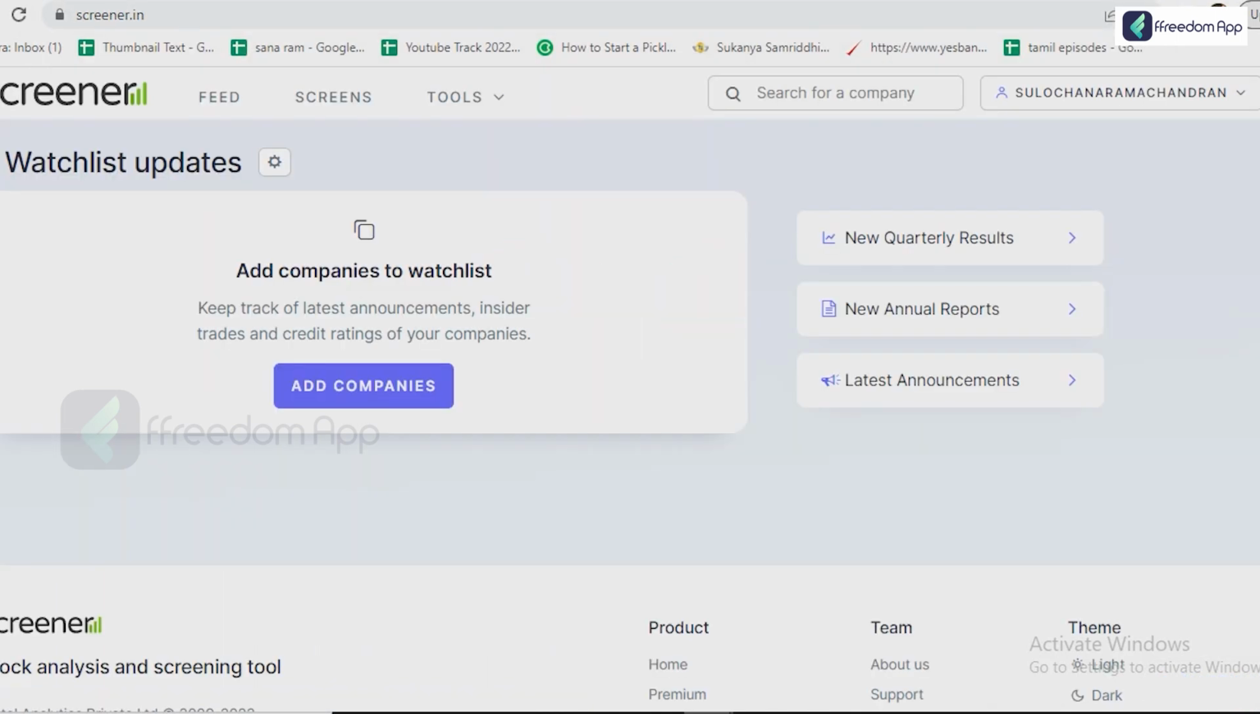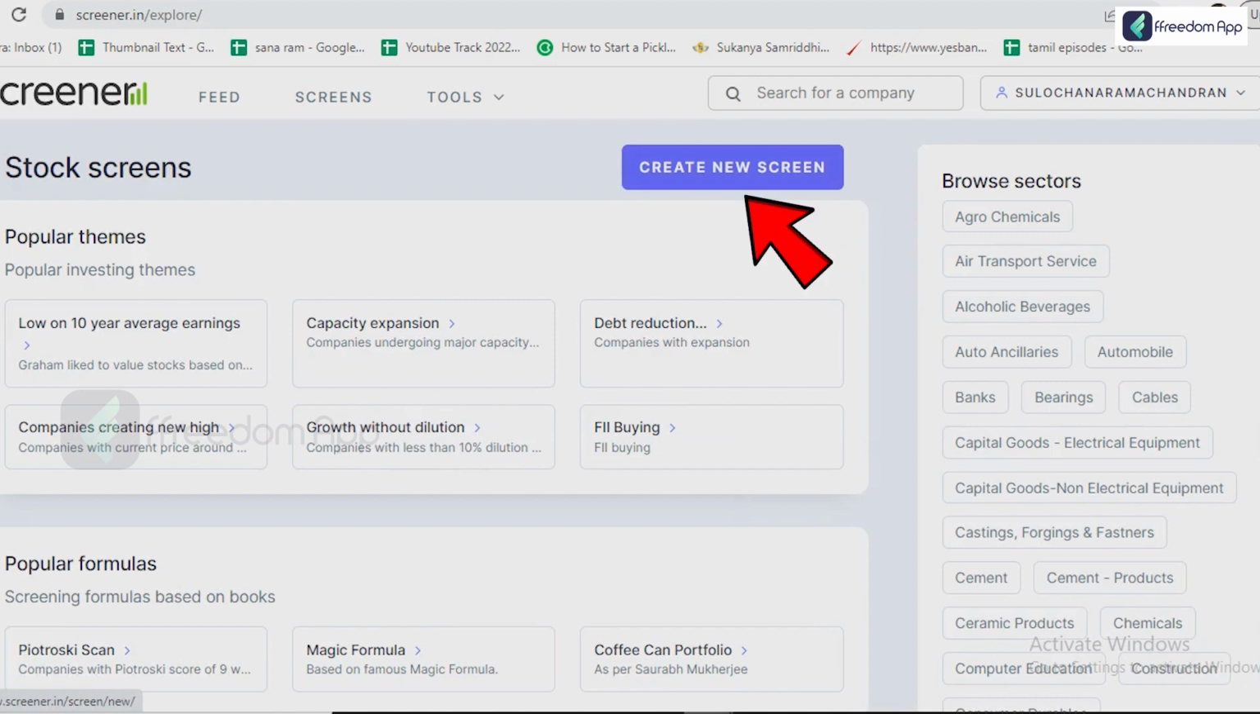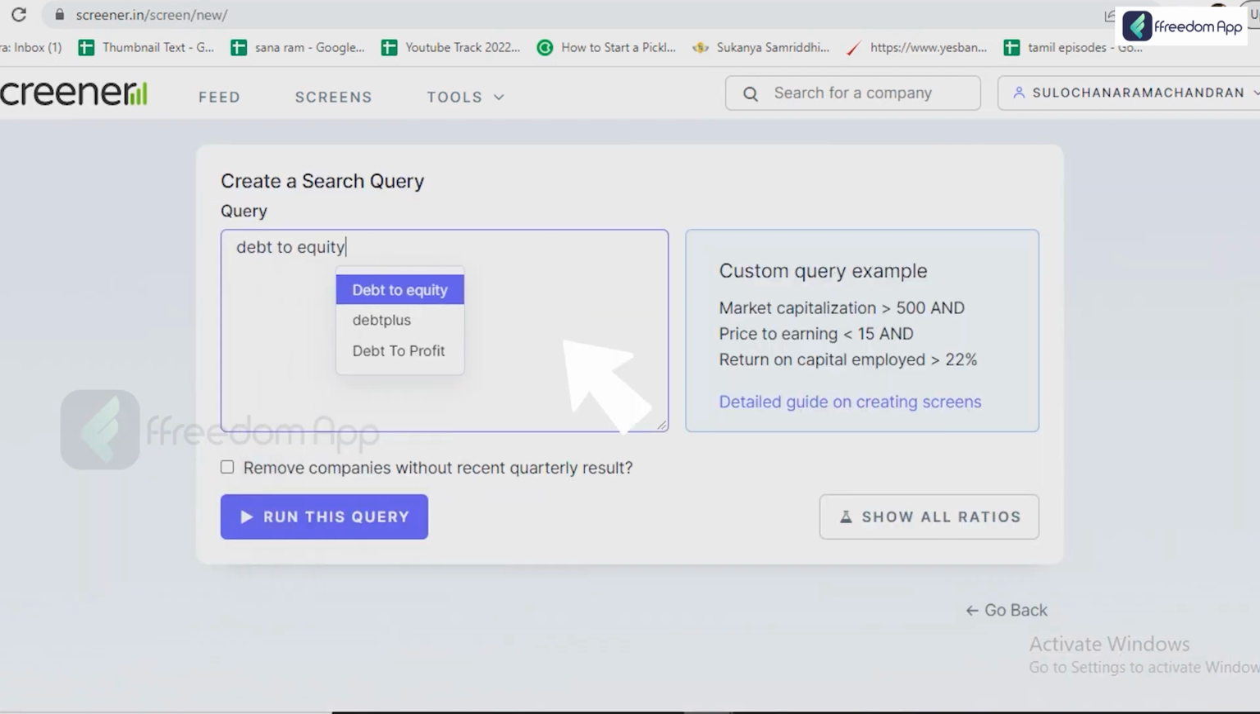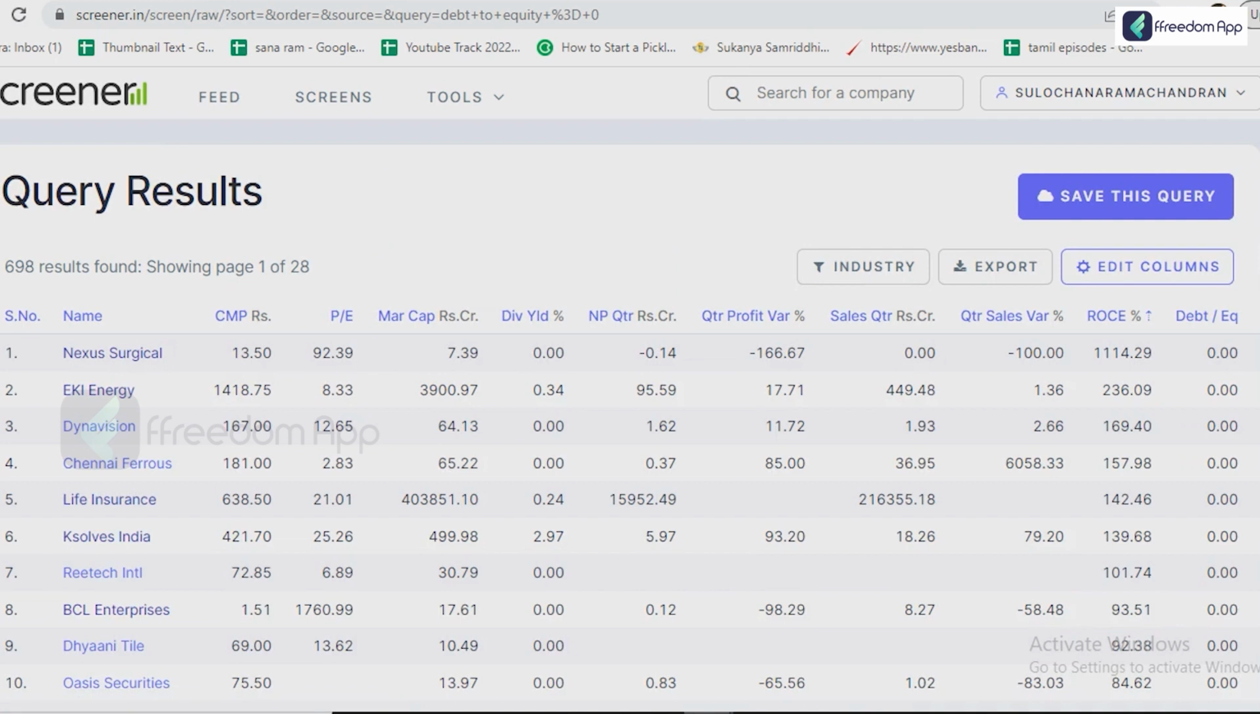Once you get the screen, select on screens. You can select on create new screen now, and the query which we have to type is going to be debt to equity is equal to 0. Once you have typed this, click run this query.